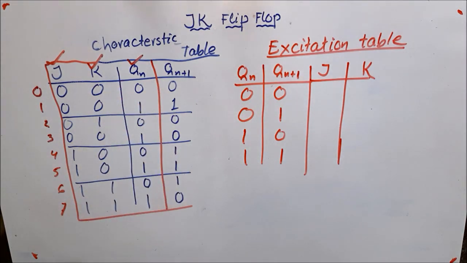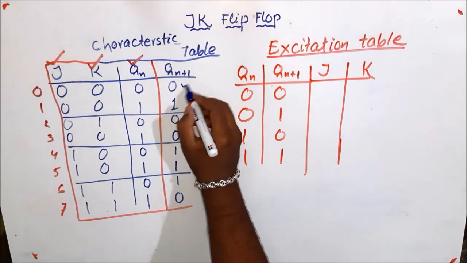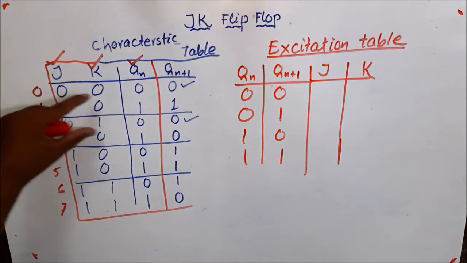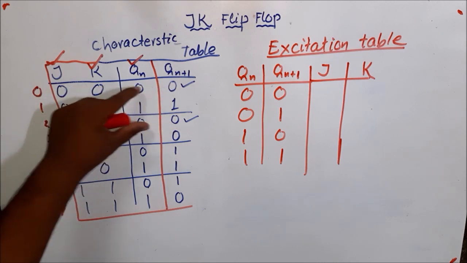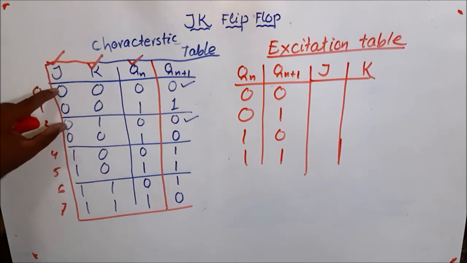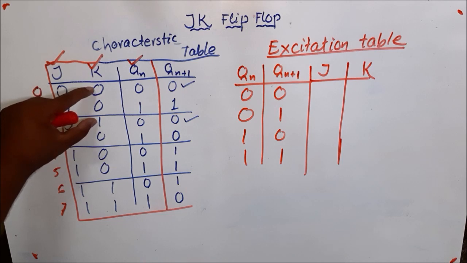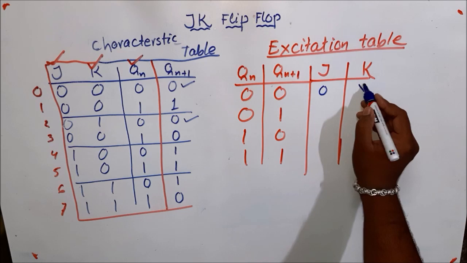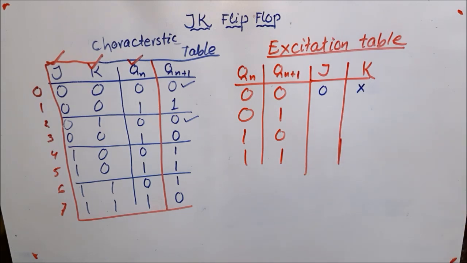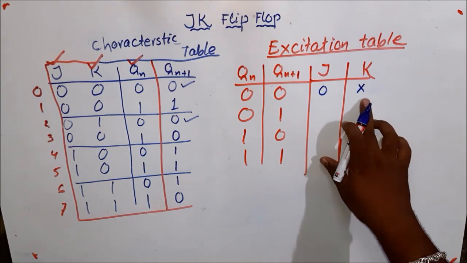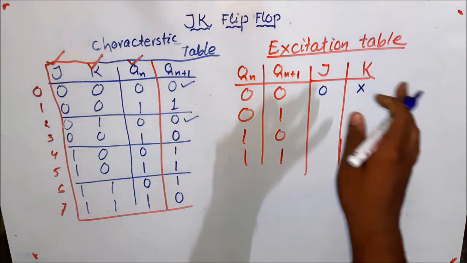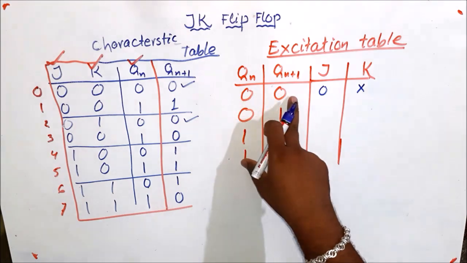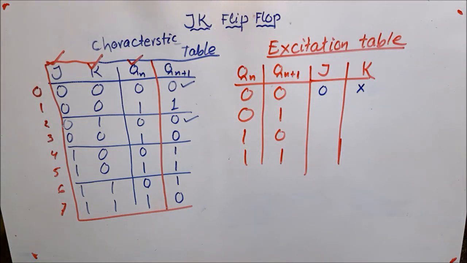Anyway, so this is 0 0. From the characteristic table, we can see 0 0 is present here and here. That means for these two rows, we can see J is 0 always, but K is changing from 0 to 1. So I can write J is 0, but K is invalid. That means for any value of K, if my J is 0, I always get Qn is equal to 0 and Qn plus 1 is equal to 0 also.